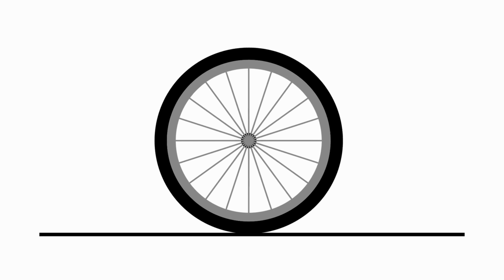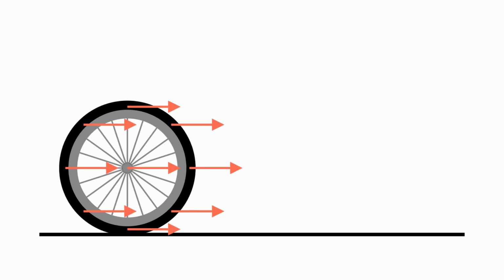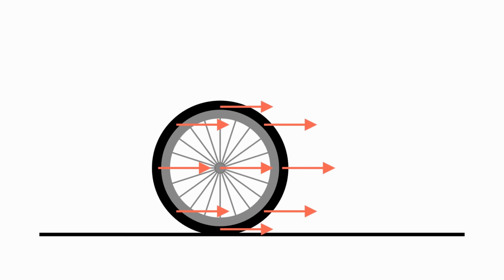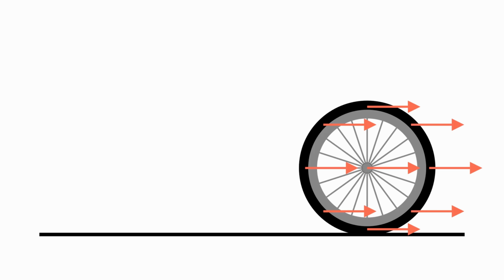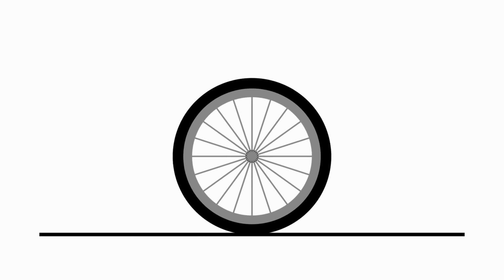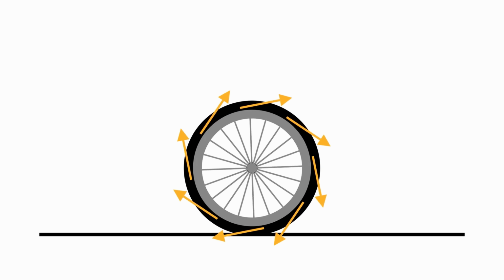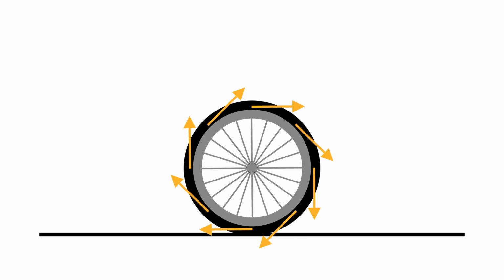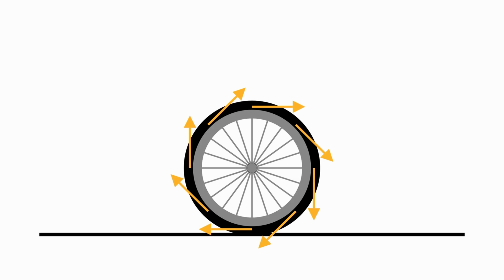When all the points of an object move toward the same direction, the motion is translational. All the points of this wheel are moving toward the right, and therefore the motion is translational. When a point moves in a circular path around a fixed axis, the motion is rotational. Here, all the points of the wheel are moving around the center of the wheel. So this is a rotational motion.